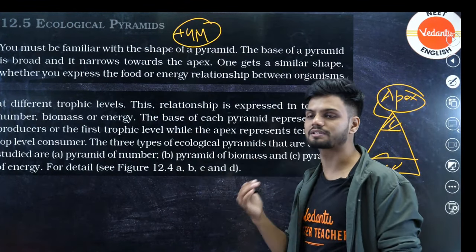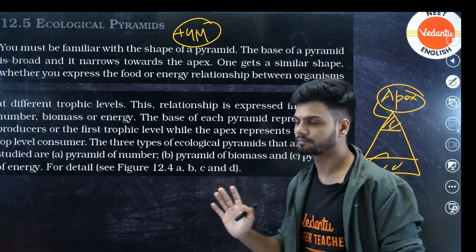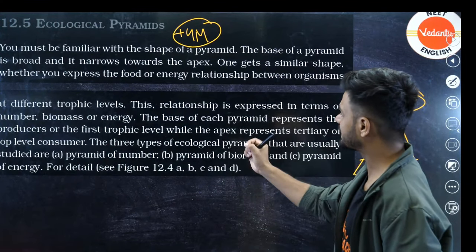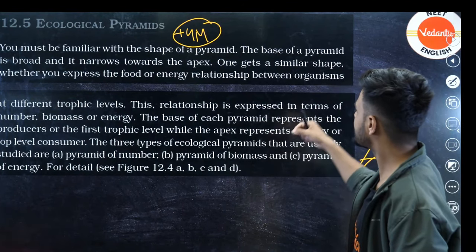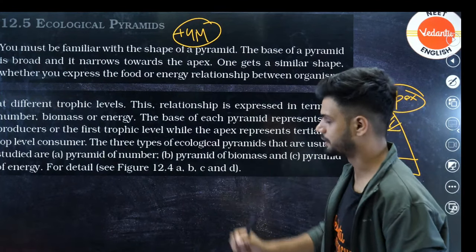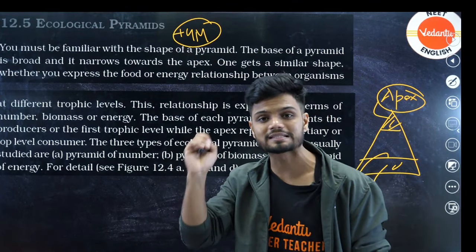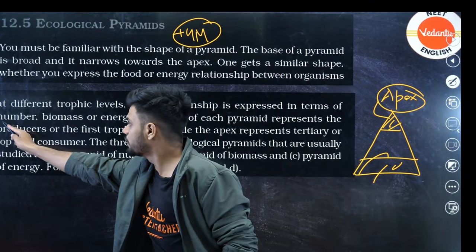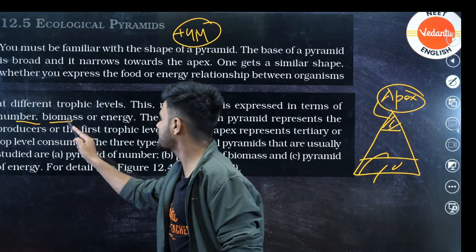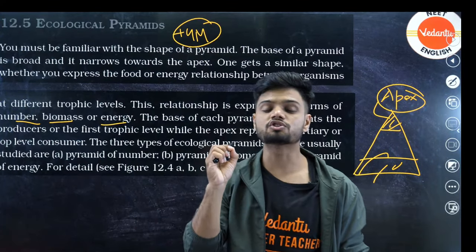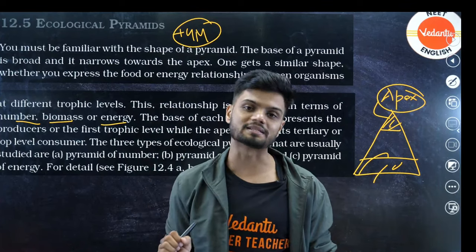I'm not going and writing because I want to stand still so the voice is proper. At different trophic levels, this relationship is expressed in terms of number. So how many types of pyramids do we have? For example, we have the pyramid of number, pyramid of biomass, and pyramid of energy. Three different types of pyramids are there.